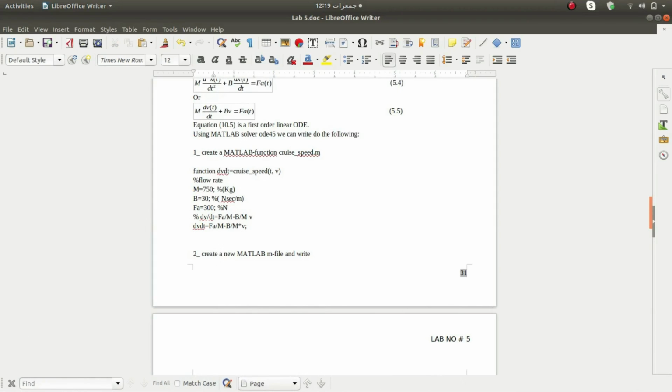on MATLAB. The function name we are using is cruisespeed.m, and by creating any function on MATLAB you have to write function and then define its parameters, like function dv/dt equals to cruise speed, which is the relationship between time and velocity. So creating a function in MATLAB gives you a handy tool to call it again and again.